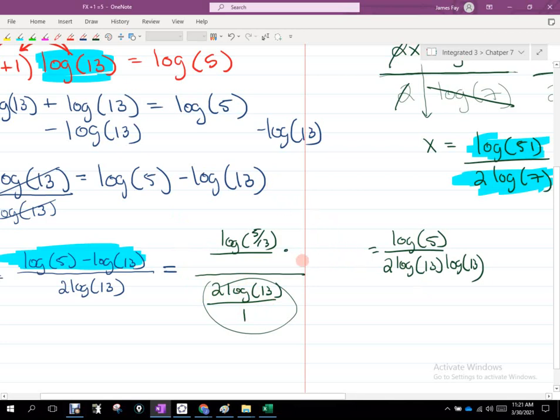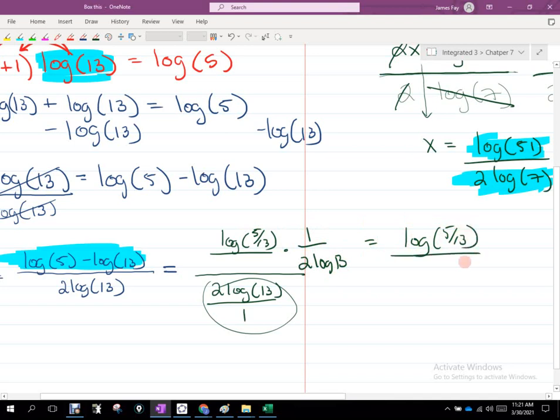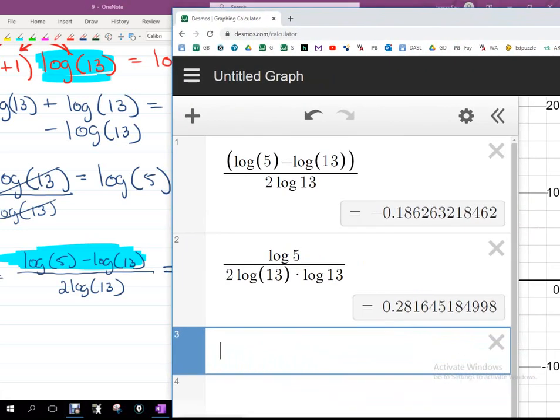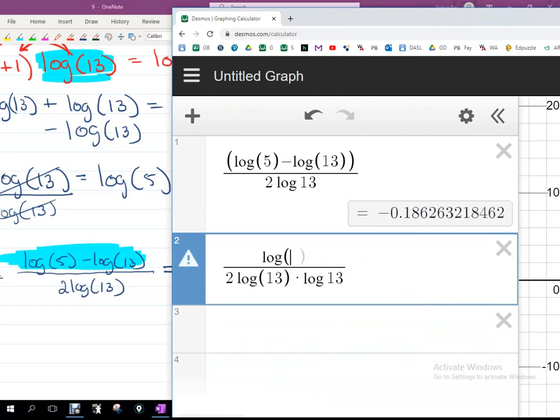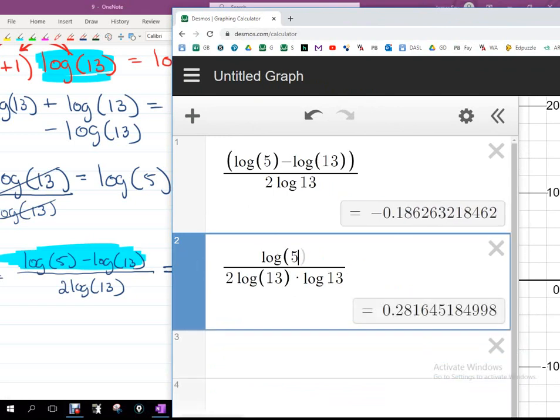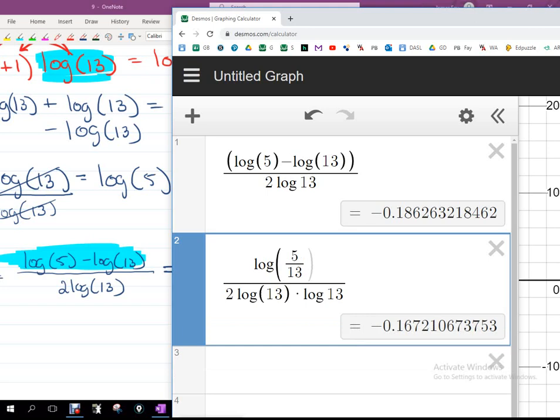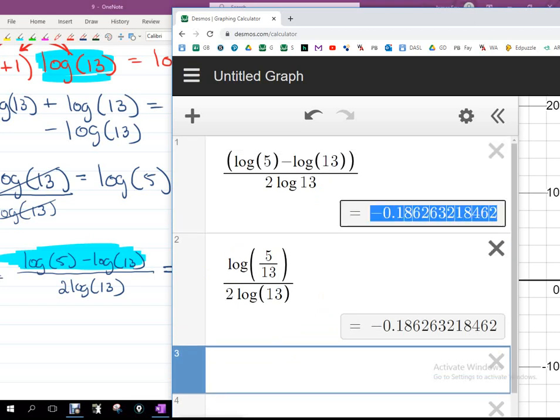get rid of this. So we multiply by this reciprocal with 1 over 2 log 13, which so then I'll have log of 5/13 divided by 2 log of 13. And if I type that in, log of 5/13 over 2 log 13, are those two numbers the same?